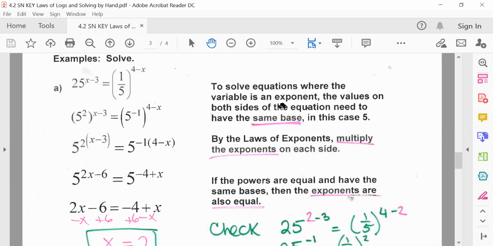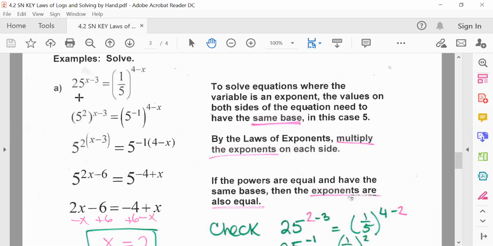Okay, to solve equations where the variable is an exponent, the values on both sides of the equation need to have the same base. So we're going to convert 25 and 1/5 into the same base. This is where knowing those perfects that we keep talking about, that little quiz over next time, it's going to come in handy. Okay, in this case, the base we can convert both of these into is 5.